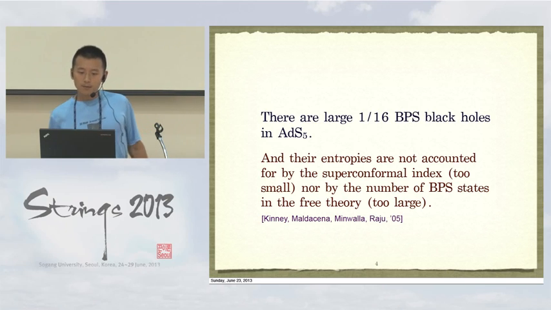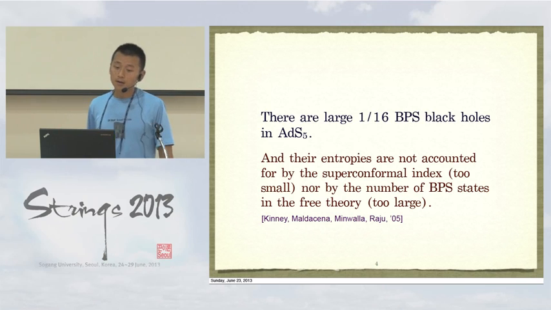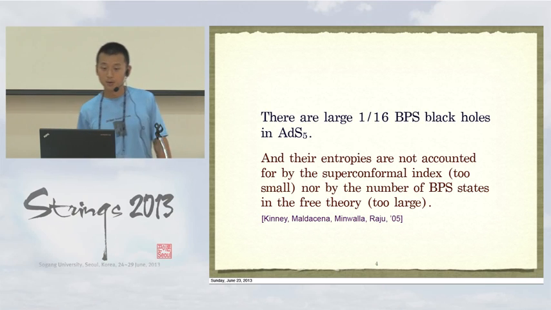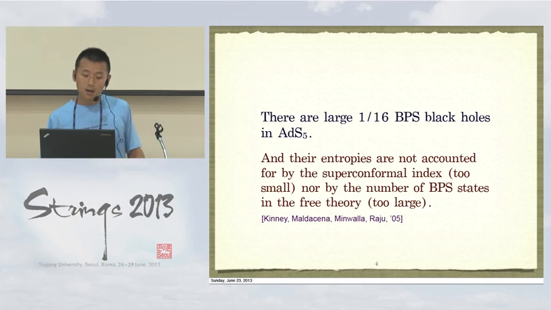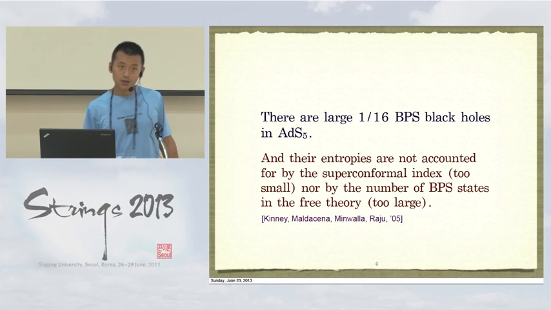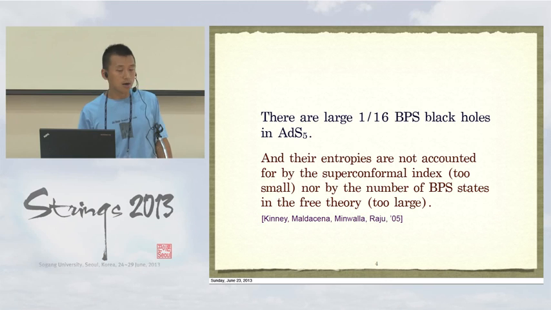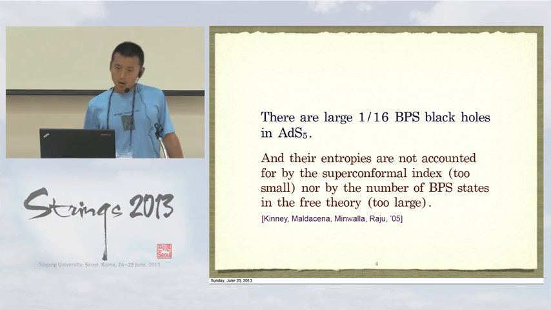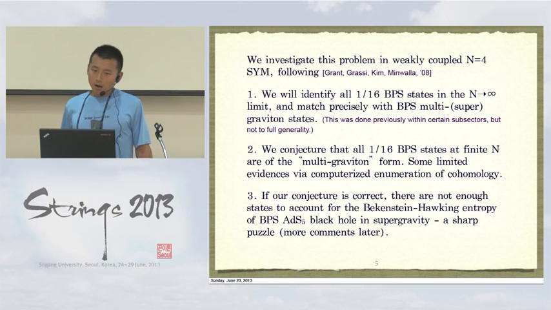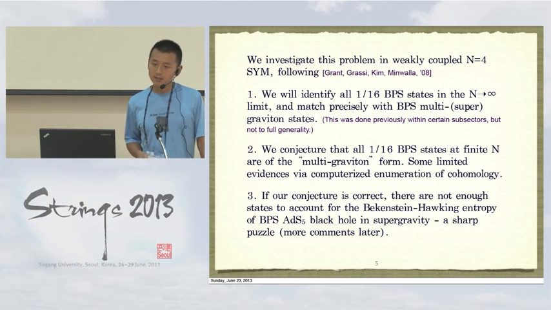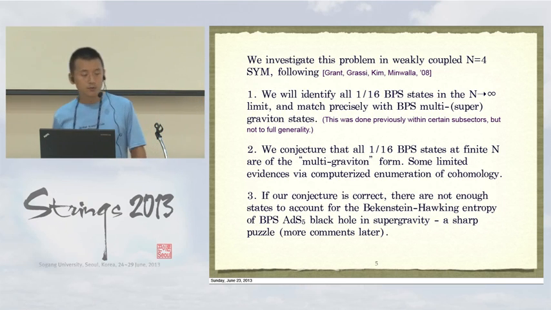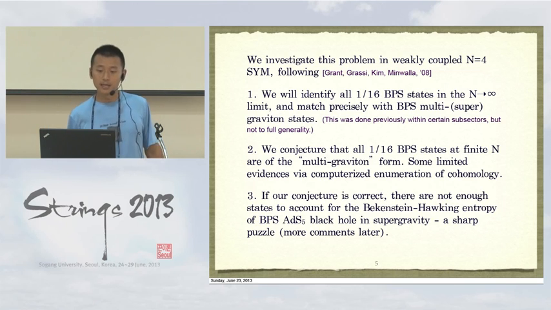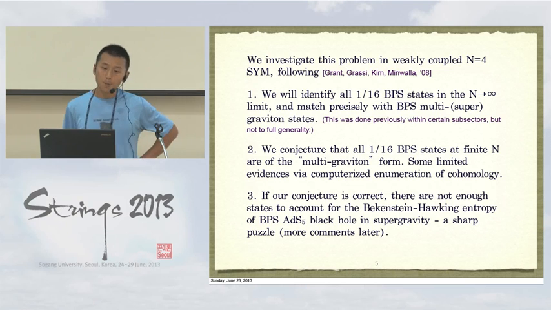Neither could one reproduce the entropy of these black holes from the free N=4 super Yang-Mills theory. You get entropy that's slightly too large. And one expects that the interactions of gauge theory should reduce the number of BPS states. We're going to be investigating this counting problem of 1/16 BPS states in weakly coupled N=4 super Yang-Mills theory, following the approach of Grant, Grassi, Kim, and Minwalla a few years ago.